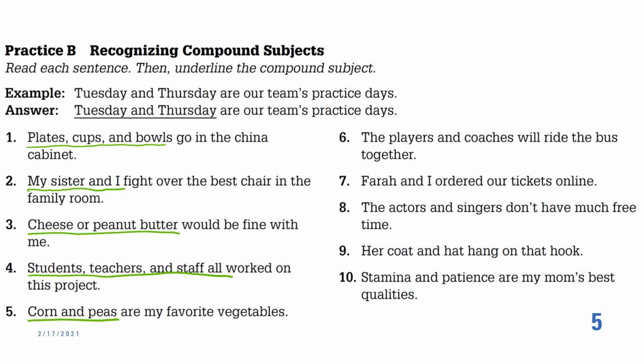Corn and peas are my favorite vegetables. Corn and peas. The players and coaches. Number 7, Farah and I. Number 8, the actors and singers. Number 9, her coat and hat. And finally, number 10, stamina and patience are my mom's best qualities. So stamina and patience. Alright, this is all about this lesson.